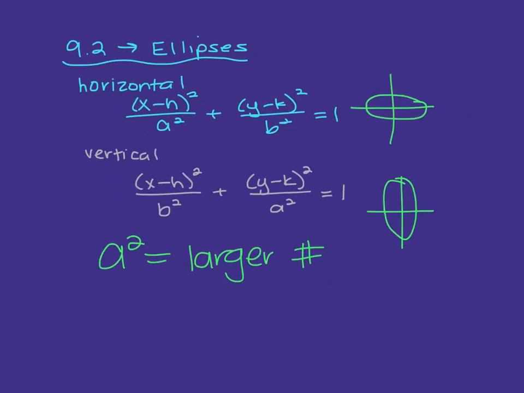So for here, you have things like your center, which is your h, k. You have your vertices and your co-vertices.